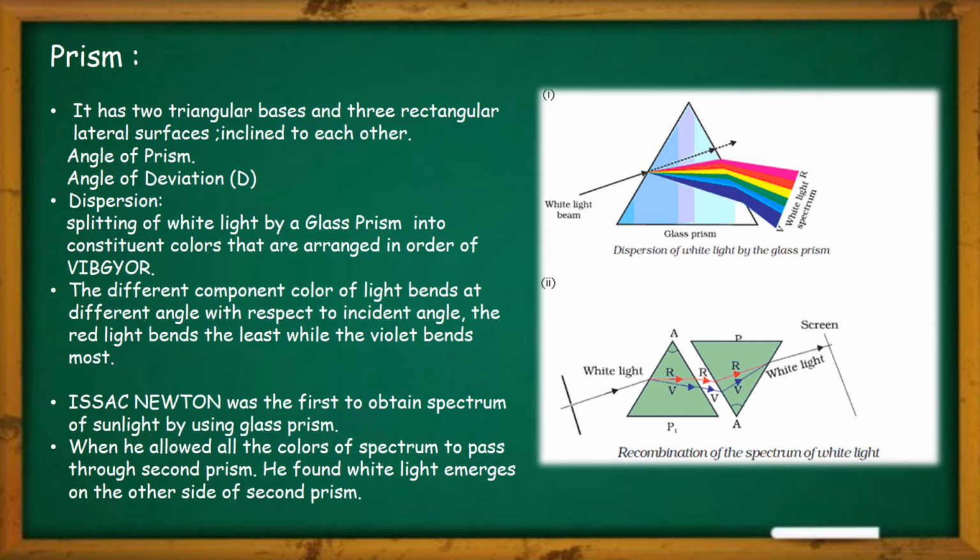But if you pass a monochromatic light through the prism, no spectrum will be obtained. For example, if I take a red color laser light and pass that light through the prism, it will not give you a colorful spectrum.